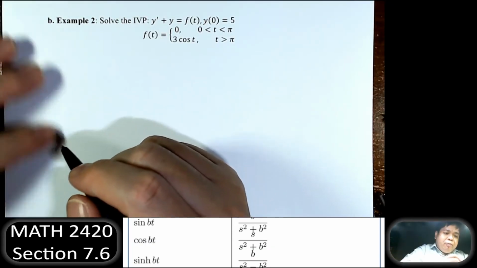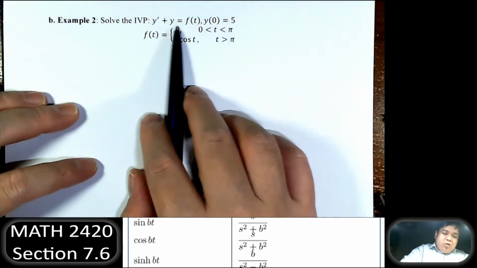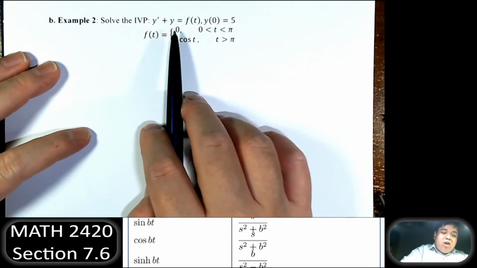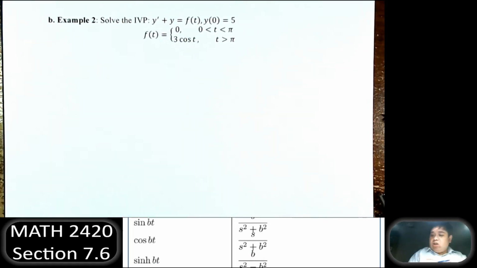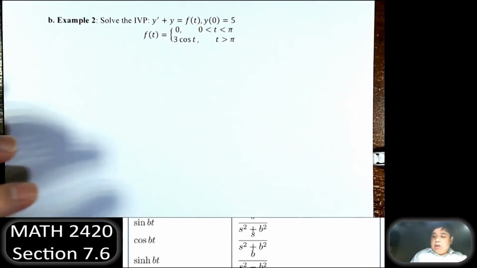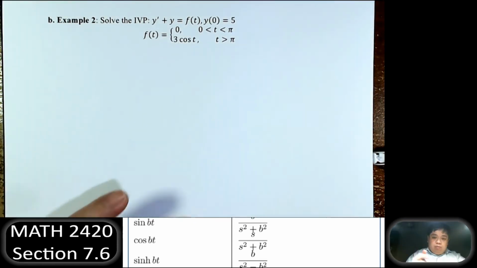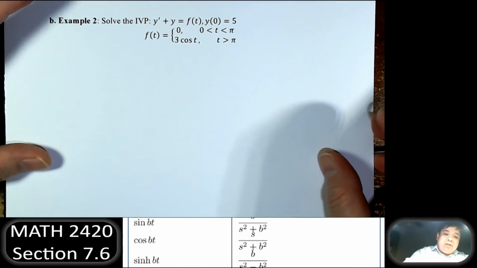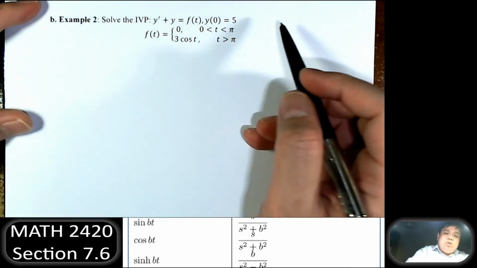Let's look at this problem. We have an initial value problem. The input function, however, is a piecewise function. That's exactly what we've been doing in this section. So first, we'll convert this piecewise function into a function using the unit step function. This will be easy.